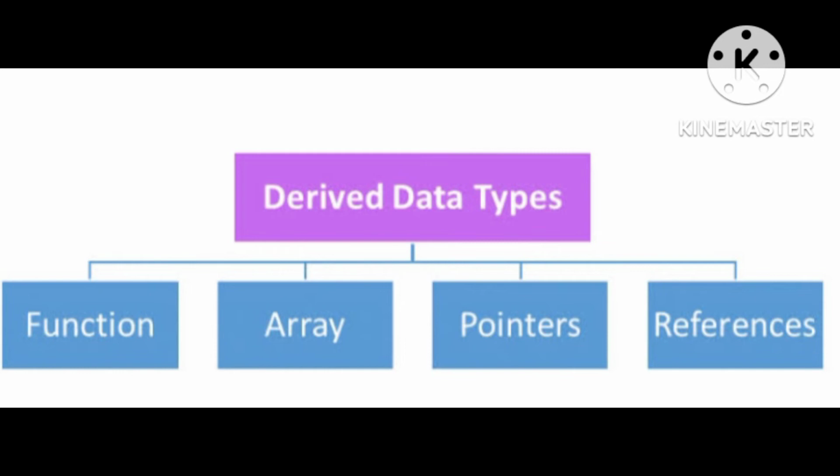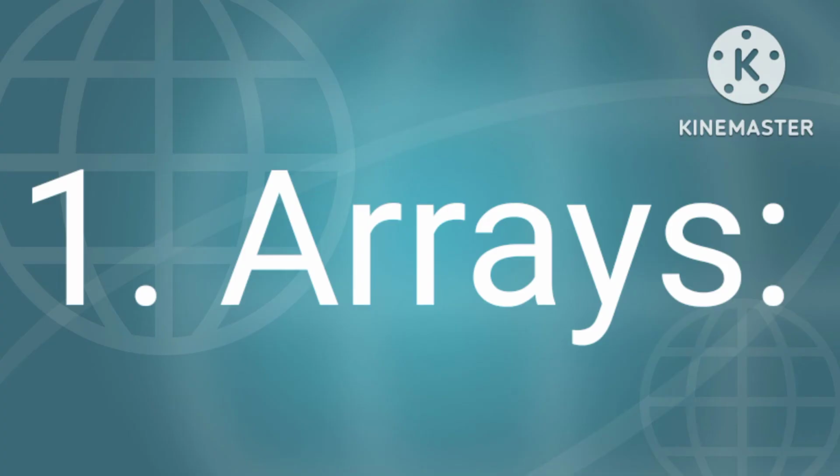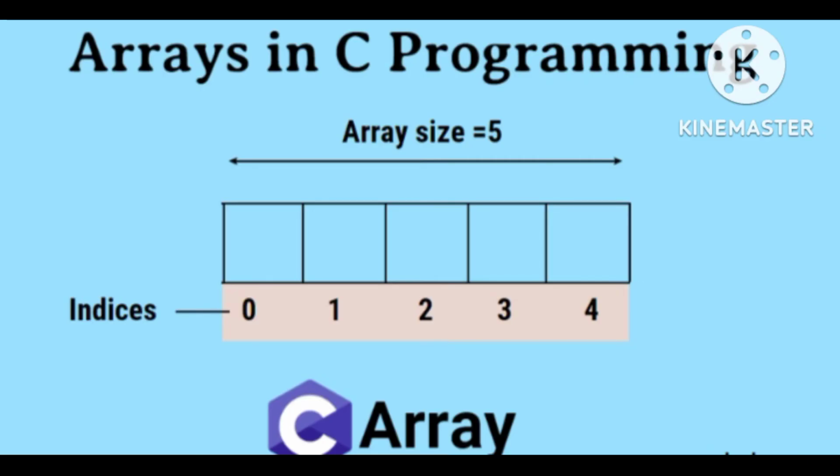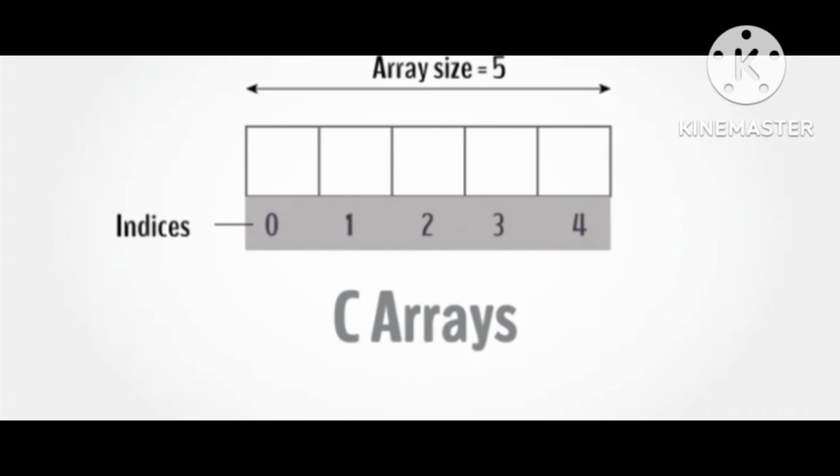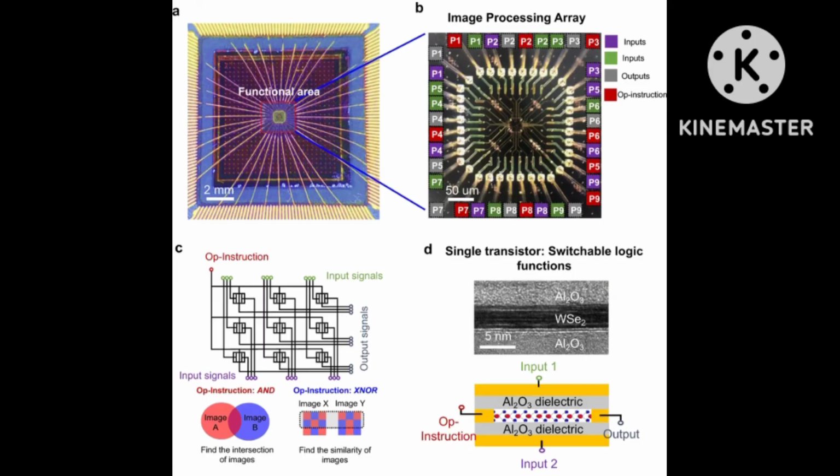And the second one is derived data types. What are derived data types? Derived data types are the data types derived from basic data types. The derived data types are function, array, pointer, reference. The first topic of derived data types is arrays. What is an array? An array is a collection of consecutive memory locations which stores homogeneous data type elements with a single variable name. And this is the process of arrays, and this is the picture of arrays.